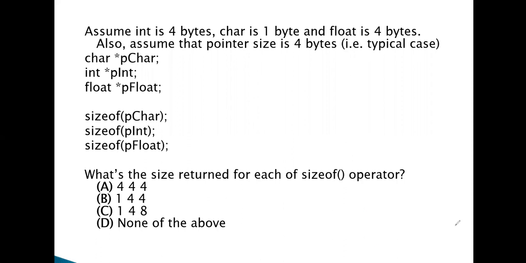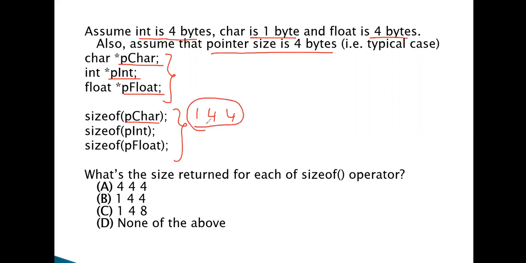Now the next question. Assume the size of integer is 4 bytes, the character size is 1 byte, and float is 4 bytes. This is the assumption. Also assume that the pointer size is 4 bytes. Now we are declaring 3 pointers, pchar, pint, pfloat. What are they asking? Simply sizes. Okay. Generally, our assumption is pchar is a character pointer. What is the size of character? 1. Int, what is the size of int? 4. What is the size of float? In the question they have given float. Generally, this is the answer.